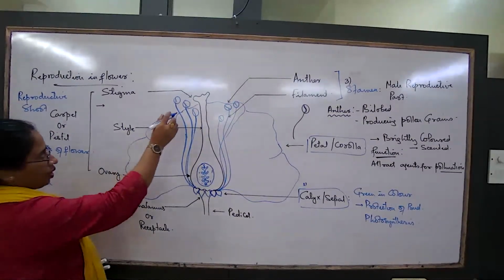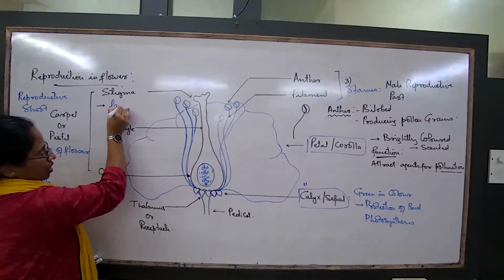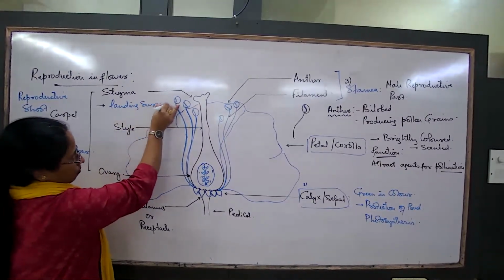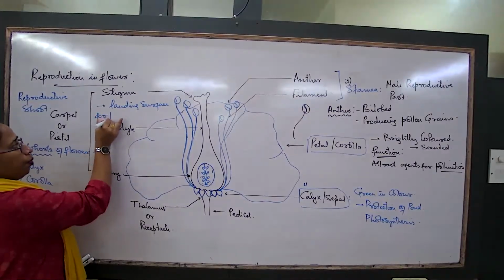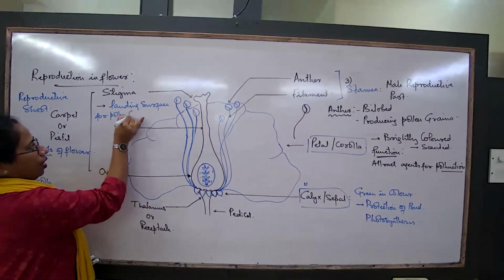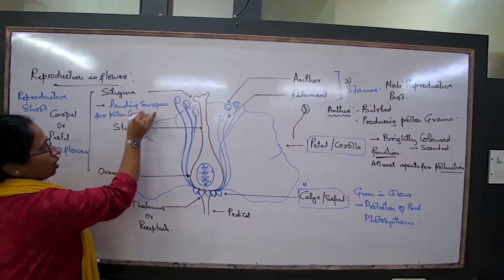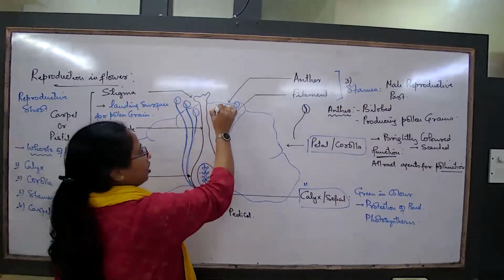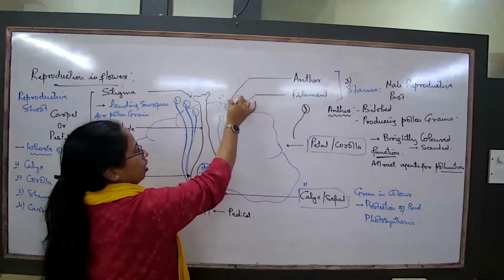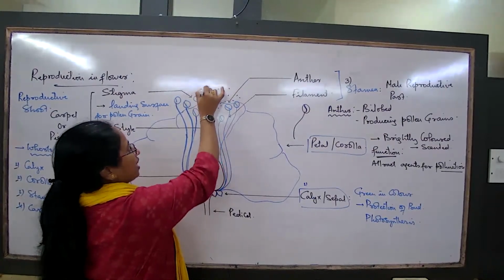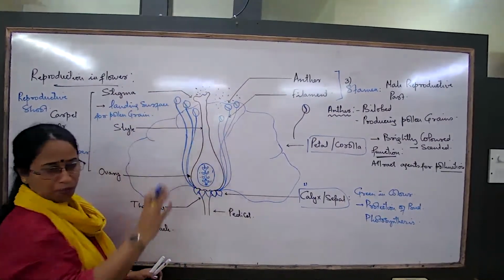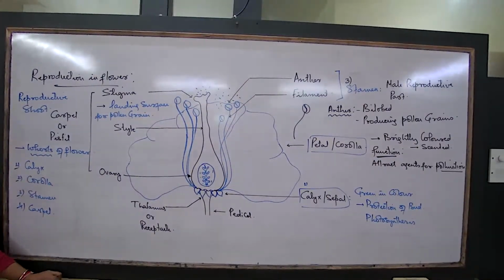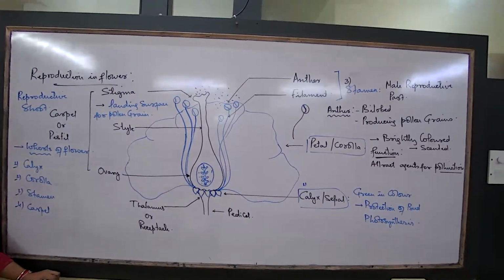Stigma, what is its role? What is its function? It is the landing surface or the landing ground for the pollen grain. Meaning, now that this anther will be releasing the pollen, this pollen will go and get attached where? Only in the stigma, not in any other part of the flower. The pollen should come in contact with the stigma.